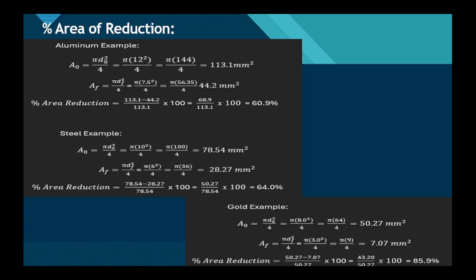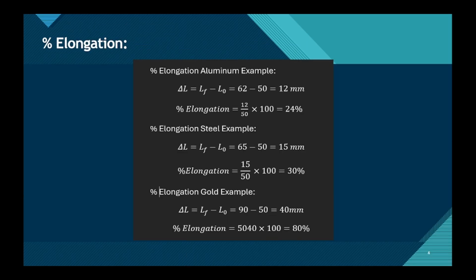So the higher the percentage, the more significant deformation the material will undergo before it fractures. The first equation is the original cross-sectional area, which equals pi times the original diameter squared, all over 4. And then the next one is the final cross-sectional area after deformation, pi times the final diameter at fracture squared, over 4. And the percentage is shown on the screen.